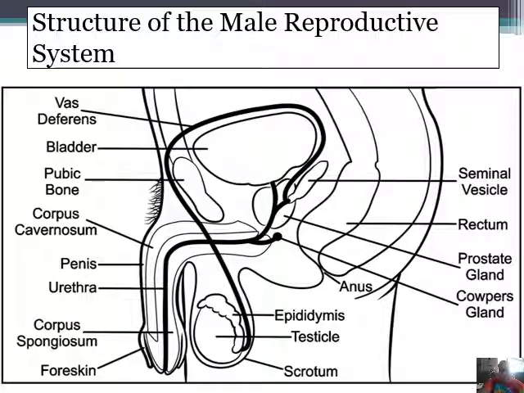Eventually, this vas deferens now becomes known as the urethra as it goes through the shaft of the penis, and eventually gets ejaculated out of the glans or the head of the penis. Either word is acceptable. Also, the foreskin surrounds the head as well, and there are two different words for this. You can either use the word prepuce or you can use the word foreskin.